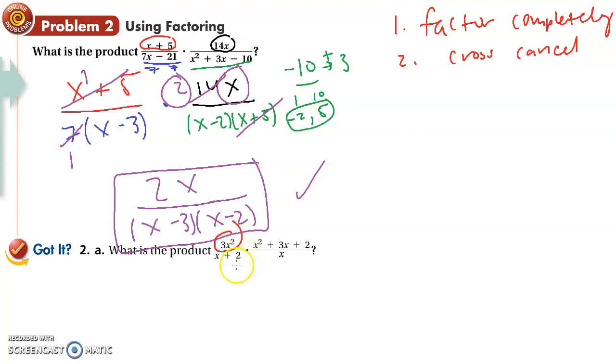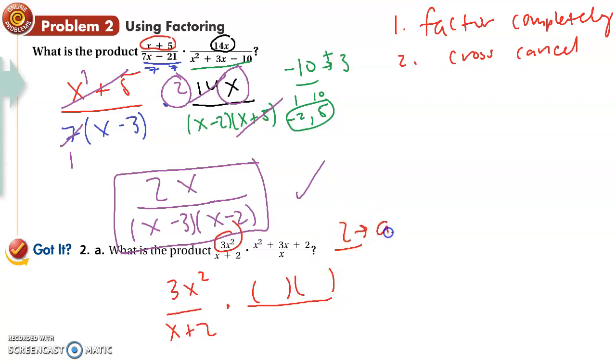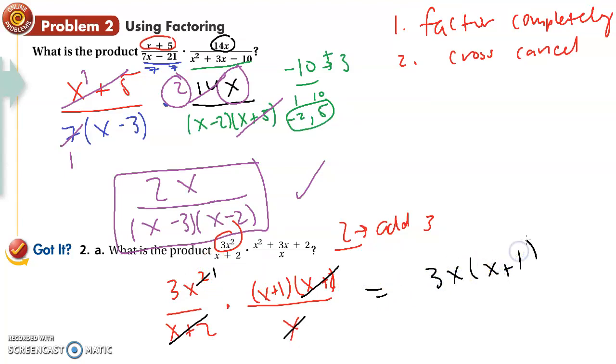Question 2. 3x squared, can that go any lower? Nope. 3x squared. X plus 2, can that go any lower? Nope. X plus 2. This can be factored as regular factoring, where I need factors of 2 that add to 3, and that would be x plus 1 and x plus 2. And x, can anything cross cancel? Yeah, it looks like x plus 2 and x plus 2, and this x and one of these x's. So my final answer would be 3x times x plus 1, and that's it, divided by 1.